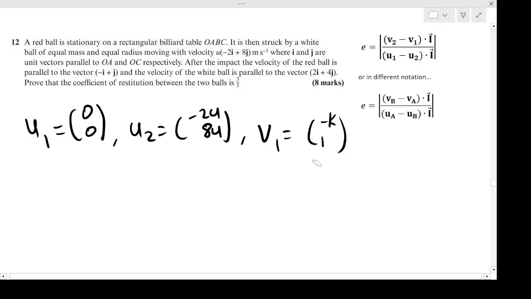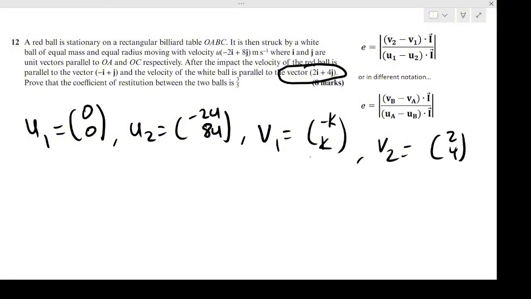Then lastly, v2, so for the white ball afterwards, again, it's parallel to the vector 2i and 4j. So it's not going to be equal to the vector 2, 4. It's going to be, again, a multiple because it's parallel. I'm going to call that lambda, to represent the multiple. Again, I'm also going to bring that in the bracket, in the vector itself. So 2 lambda, 4 lambda. Okay, and there we are. Hopefully happy with the idea of parallel vectors here. So these are my expressions for the velocities here.